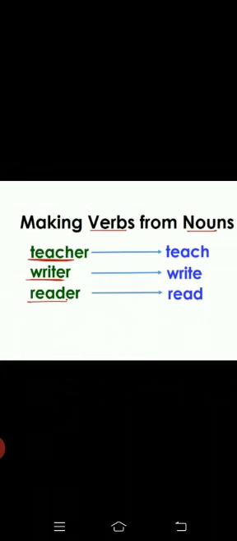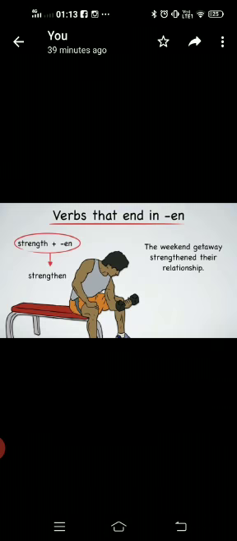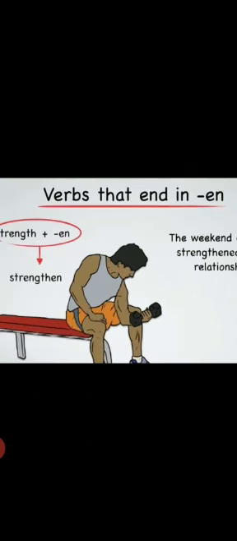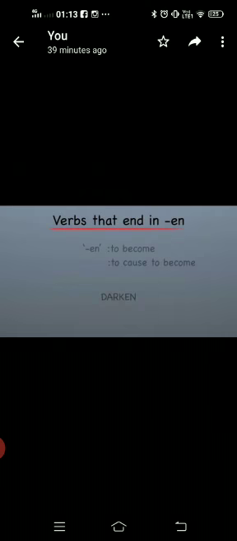In the same way, we can make verbs from adjectives as well. Like for example, strength becomes strengthen, I am adding en to it. And you can see the example, the weekend getaway can strengthen their relationship. Fine. So you can see I'm using a past tense as well while adding ed to it. Then another one, dark. I suppose everyone knows dark is an adjective. When I add en to it, it becomes a verb. Fine. So these are a few examples.